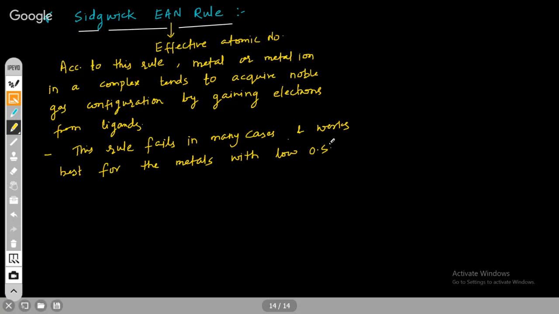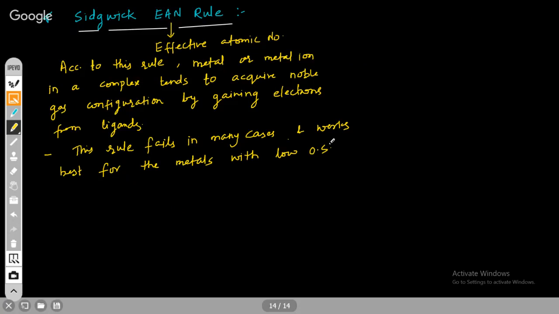However, like we already did in chemical bonding, there are many different theories: Lewis dot structure, VBT valence bond theory, MOT molecular orbital theory. Similarly, here also there are many different theories for bonding in coordination complexes. This was the first theory, and it says that metal ions have a tendency to gain the next higher noble gas configuration by gaining electrons from the ligands. However, this is not true for different complexes.